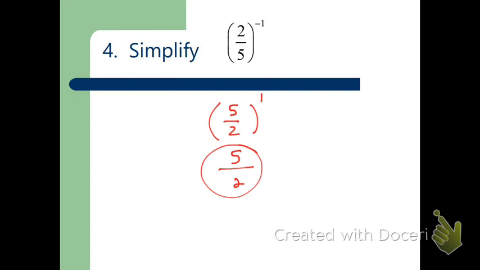So everybody look at me. When you have everything raised to a negative, just think this. Just flip it. Just flip it. Okay? All right, next problem.